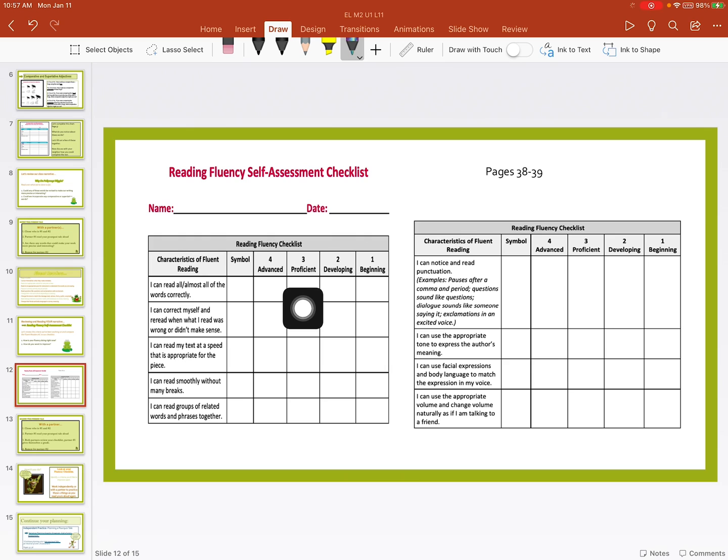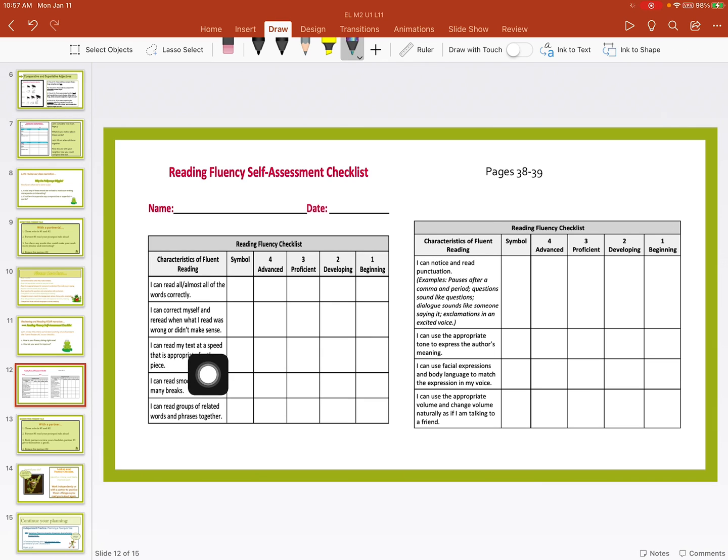If you read most of them correctly, give yourself a 3. If you read some, but you still need quite a bit of help too, and if you need a lot of help, then you give yourself a 1. I can correct myself and reread when what I read was wrong or didn't make sense. Go ahead and give yourself a score, 4 through 1.